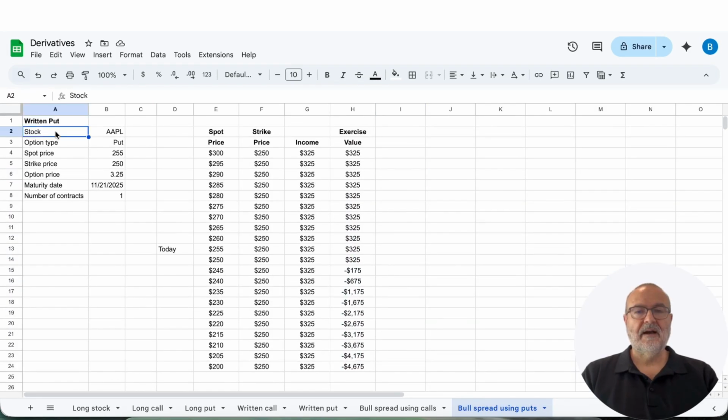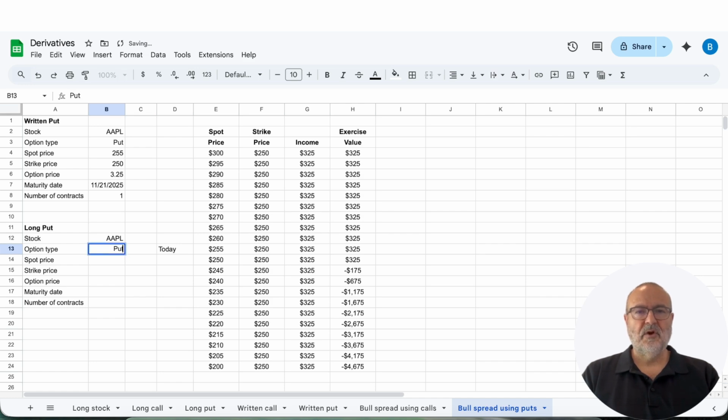We can now add our long put option position. We will again use Apple put option for our example with a strike price of $230, option price of $1.30, and maturity date of November 21st. We will buy a single contract for this example.